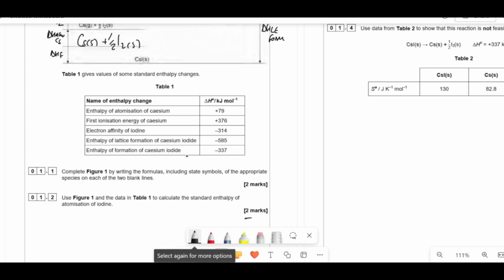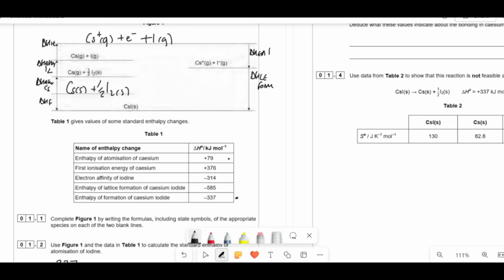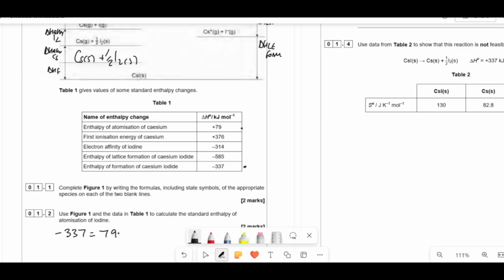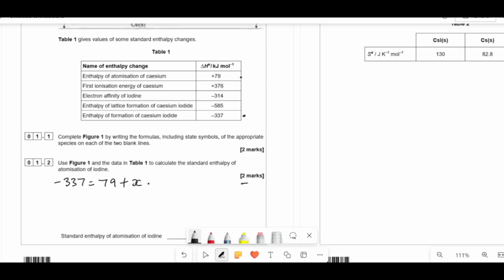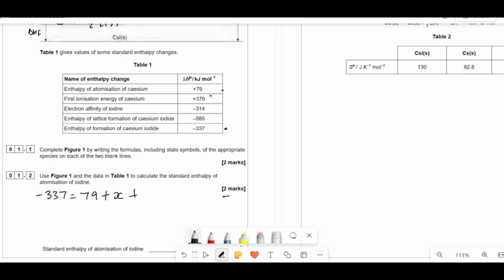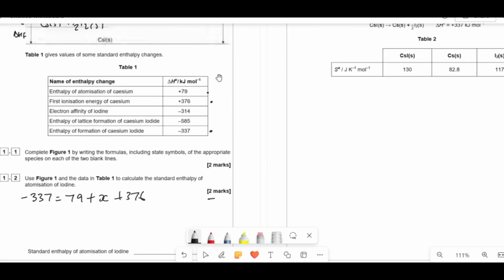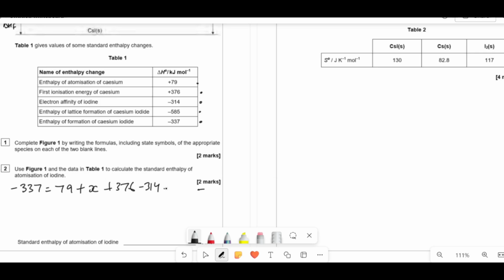So let me just write these down and start again. The enthalpy of formation of cesium iodide is minus 337, and that will equal the atomization of cesium, which is 79, plus the atomization of this iodine, which we don't know, so I'm going to call that X, plus the first ionization energy of cesium, which is 376. Then it's going to be the enthalpy of the electron affinity of iodine, so minus 314. And then the lattice enthalpy of formation, which is minus 585.